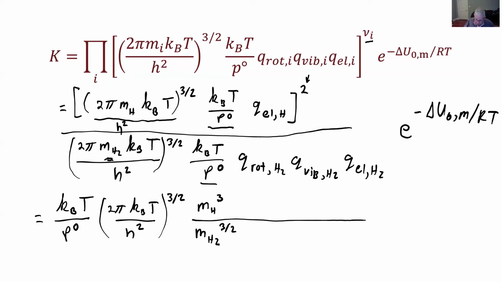Okay. The pieces with the P naught in them, those have been taken care of because they're out in front here now, right? So I'm going to end up with what? I've got the electronic partition function here.